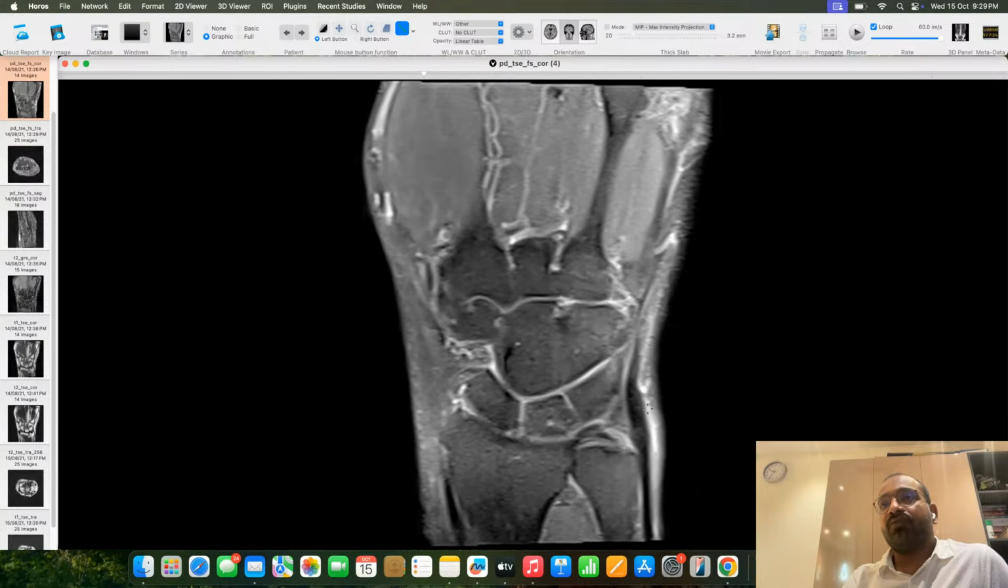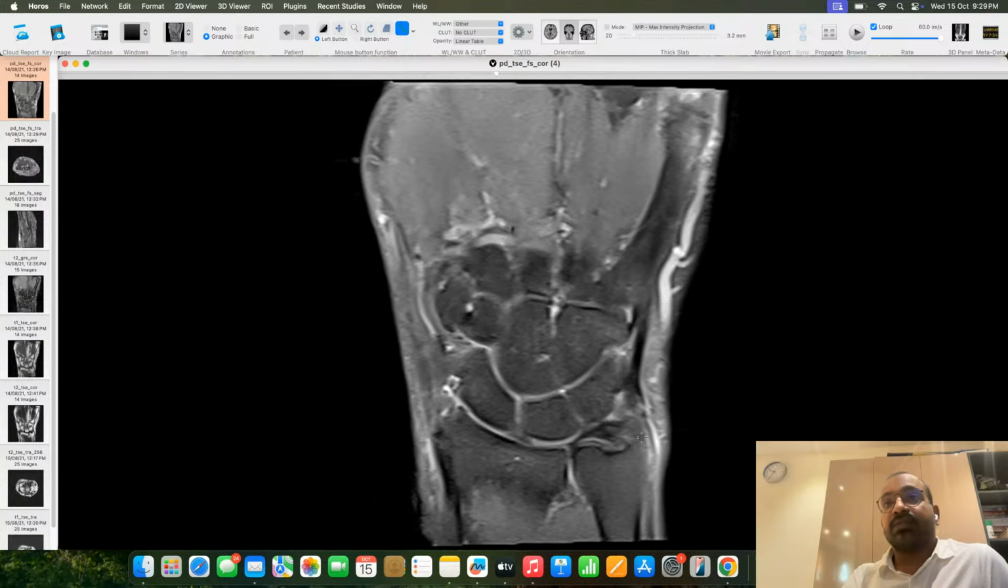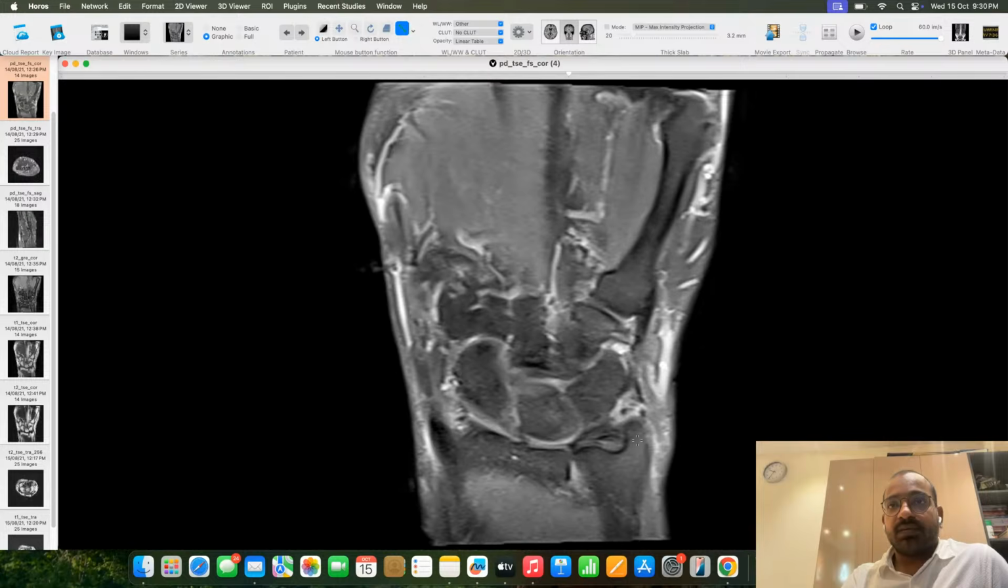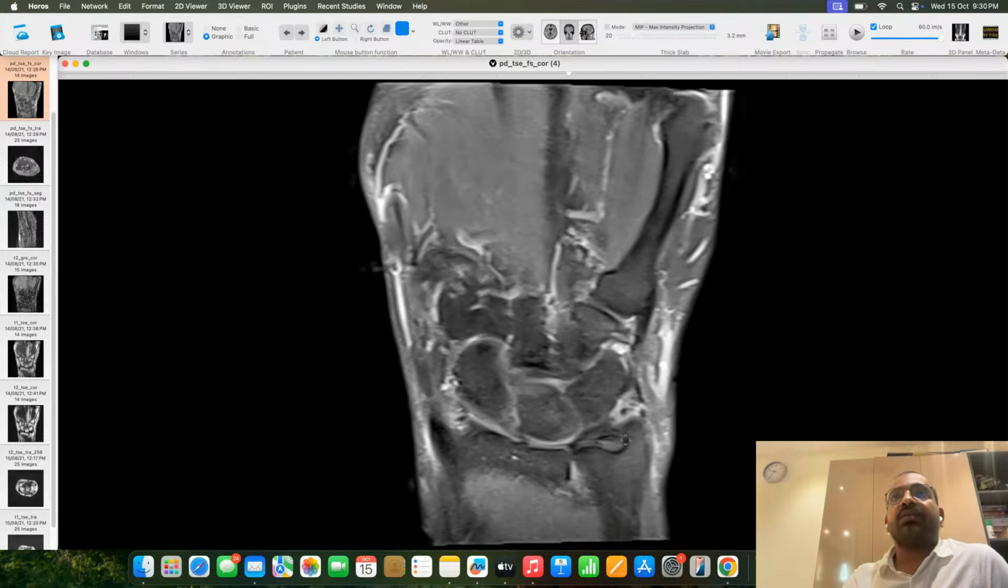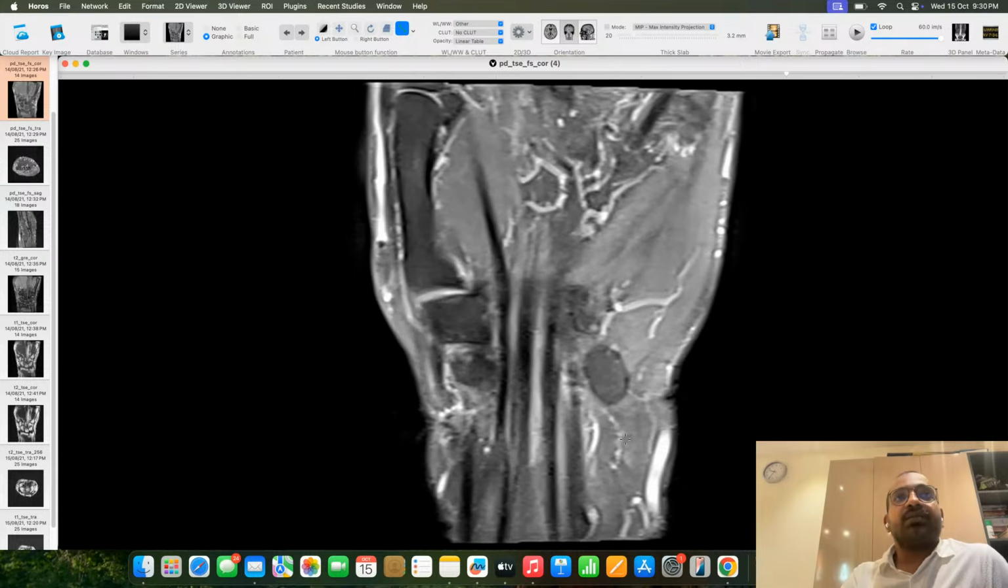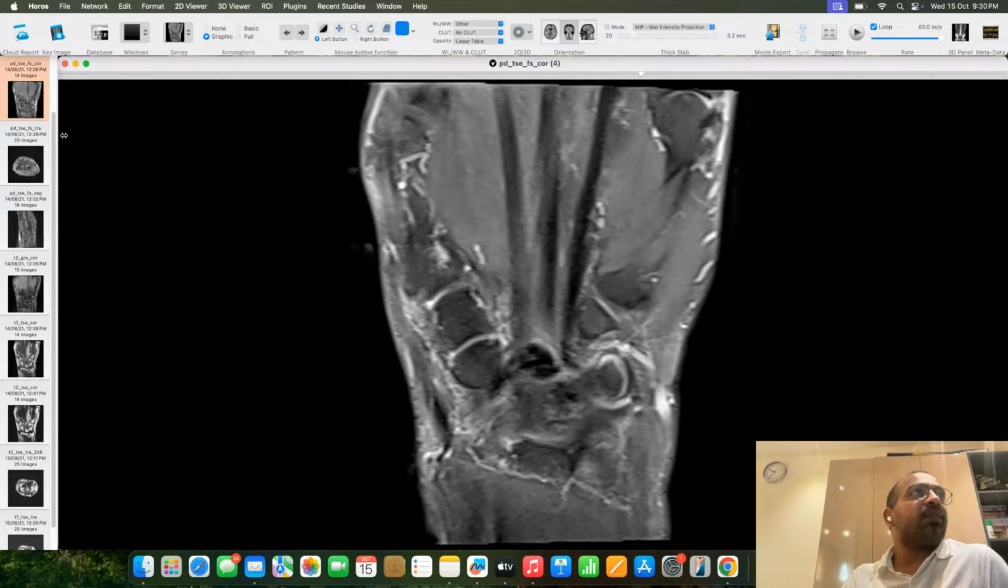Okay. Minimal fluid is noted along the tendon sheath of the extensor carpi ulnaris tendon. Okay. A mild strain is also noted in the TFCC. So yeah, this is the other case.